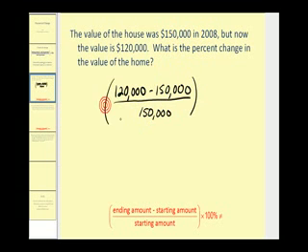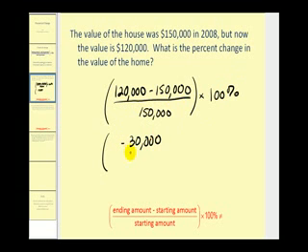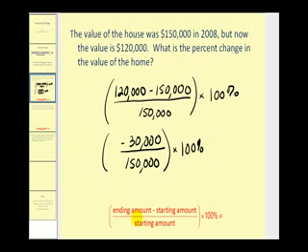And then we'll take this, which will be the decimal form of the percent of change, and multiply it by 100%, which remember is like multiplying by 1. We're just converting the decimal to a percent. 120,000 minus 150,000 is going to be negative $30,000 divided by $150,000 times 100%. Let's go ahead and use our calculator on this.